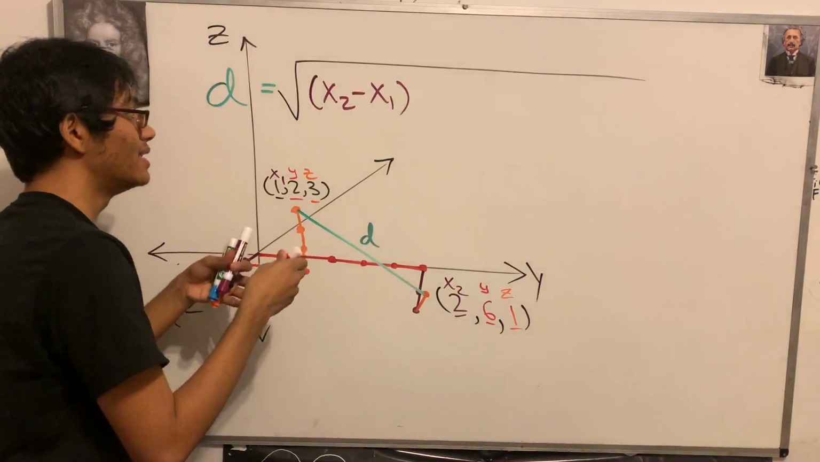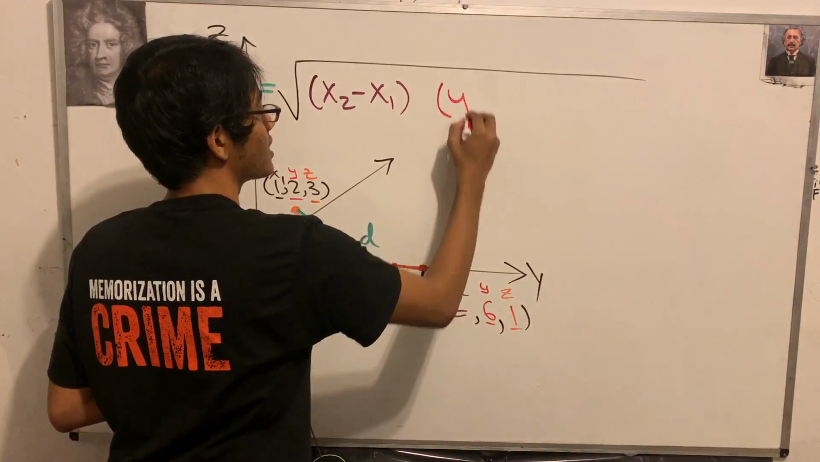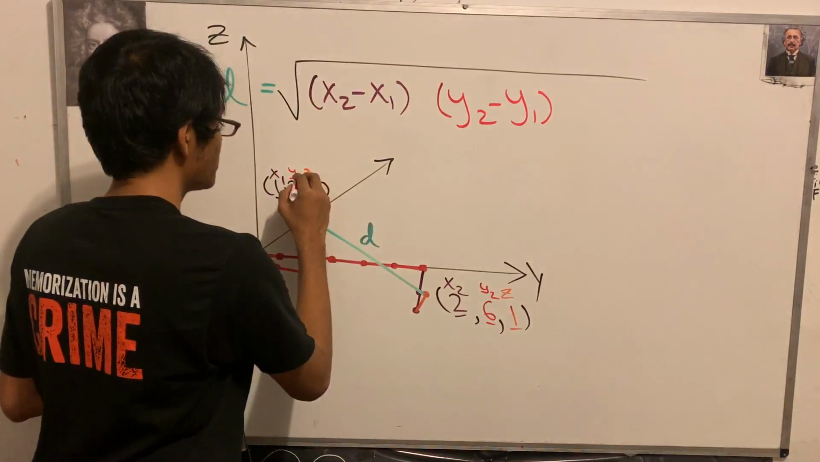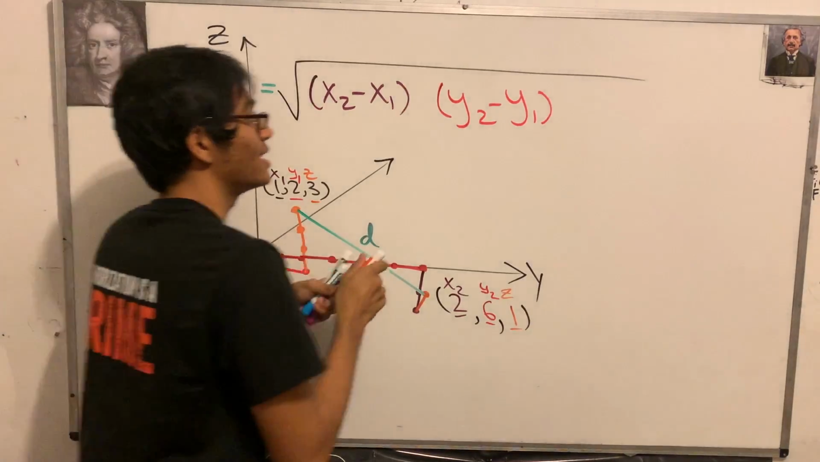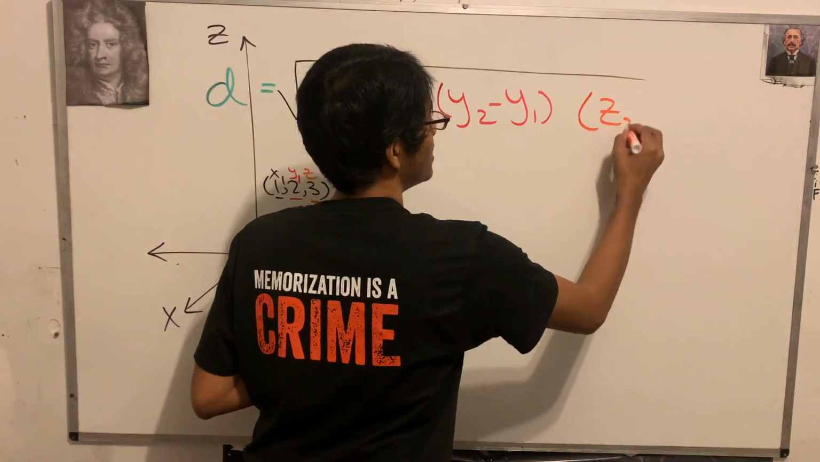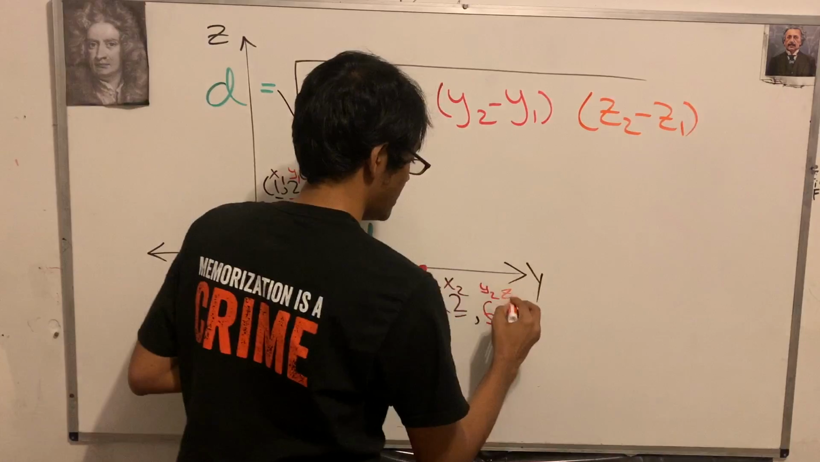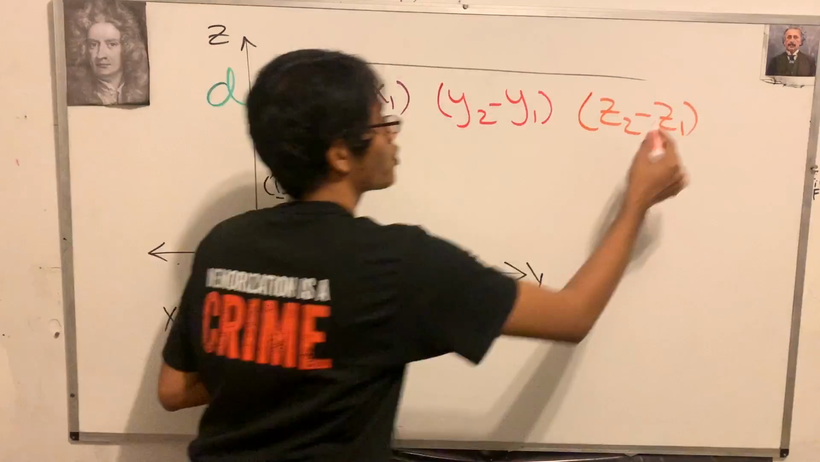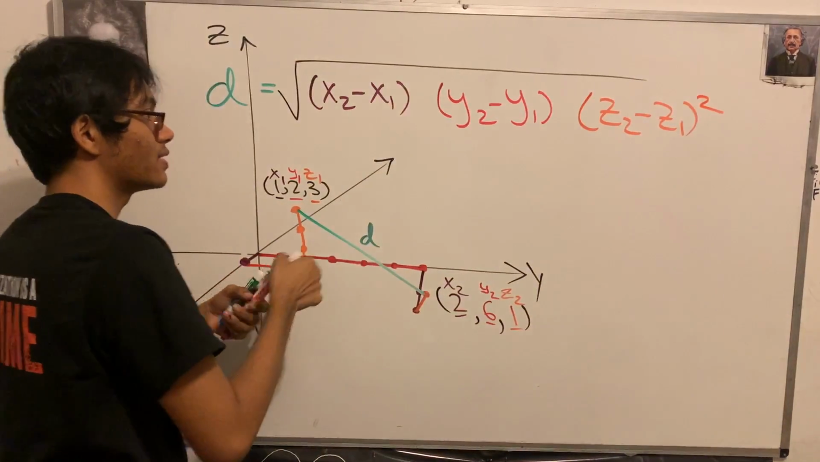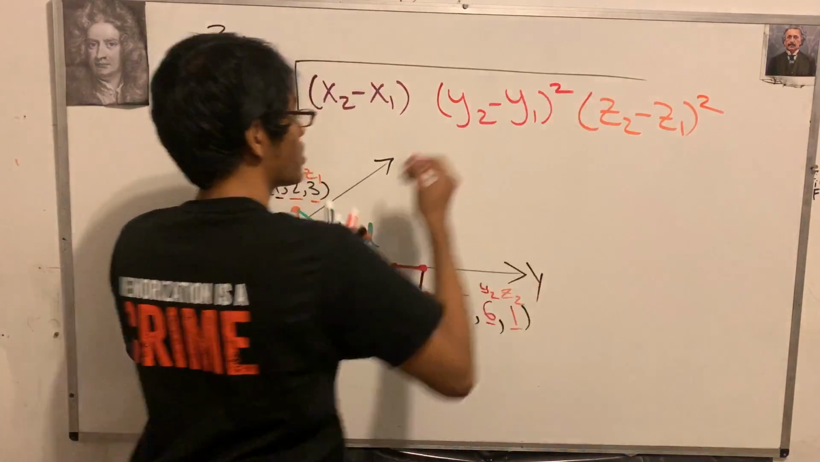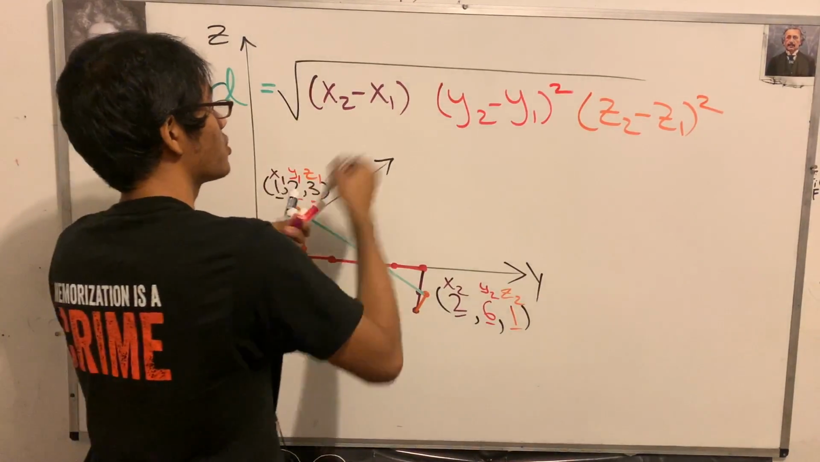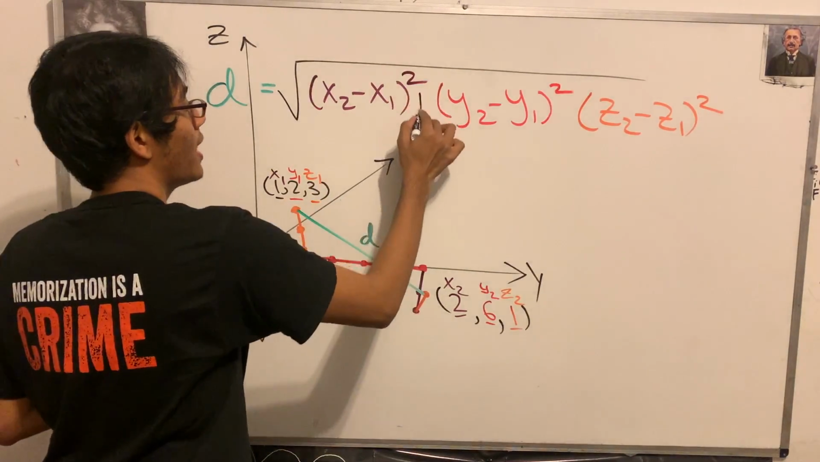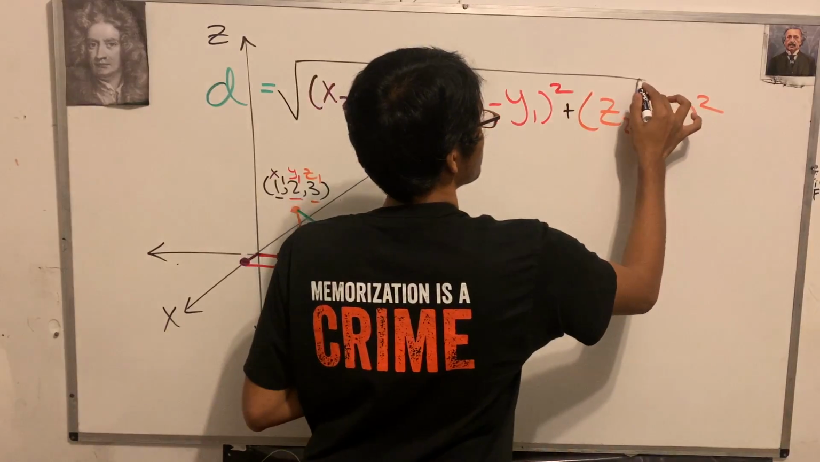It's going to be the difference in the y coordinates. So it's going to be y2 minus y1. So this is y2, this is y1. It's going to be the difference in the z coordinates. This is going to be z2, z1. And don't forget, you have to square each one of these terms. You have to square this difference, you have to square that difference, and finally, you have to square this x coordinate difference. And last thing we want to do is go ahead and add all three of these terms up.